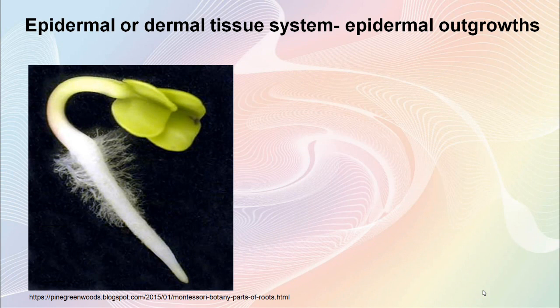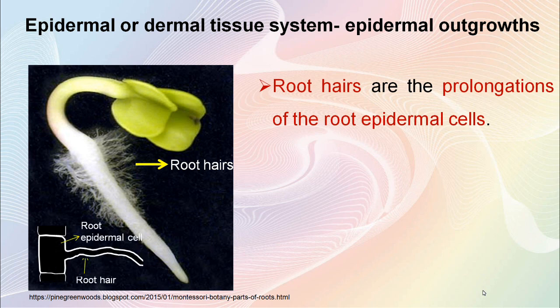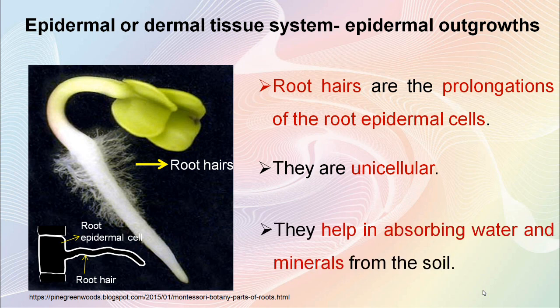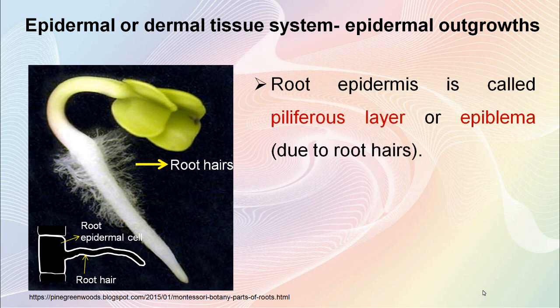Now let's see the epidermal outgrowths in the root. In the roots also, you can see many hair-like structures. They are called root hairs. Root hairs are the prolongations of the root epidermal cells. So they are unicellular. These root hairs help in absorbing water and minerals from the soil. Due to the presence of numerous root hairs, the epidermis in the root is called piliferous layer or epiblema.